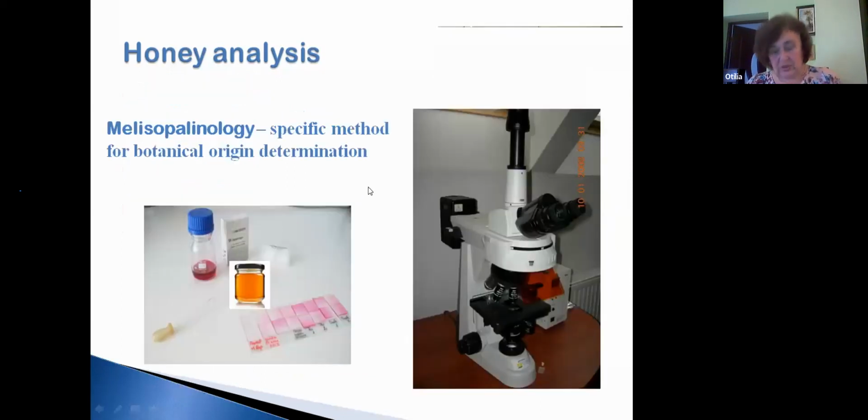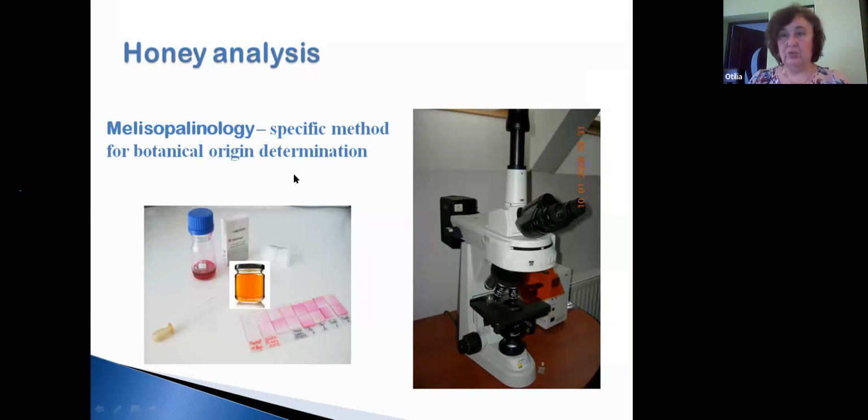Also very important, because yesterday, and I believe today also, there will be more talk about unifloral honeys. Melissopalynology is a specific method for botanical origin determination, in which we establish if pollen from the specific plant which gives the name of the honey is present in the amount that is specified by national or even international regulation.